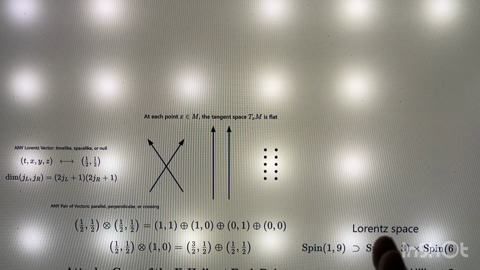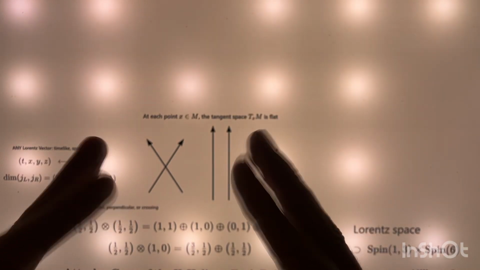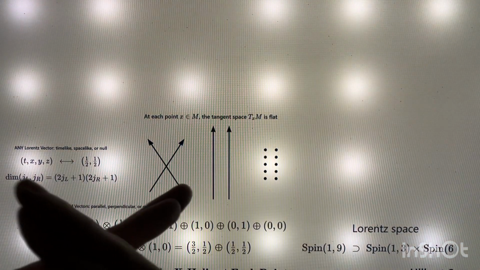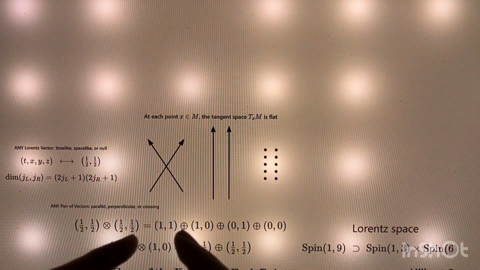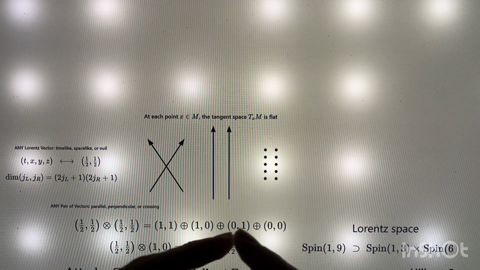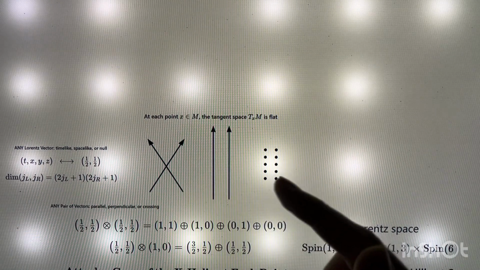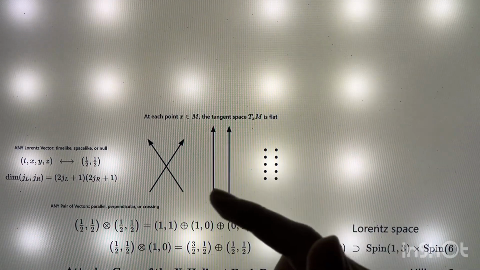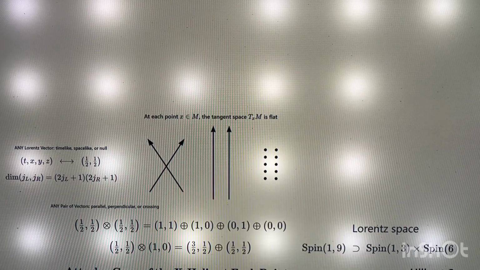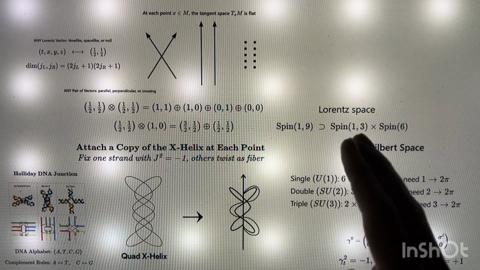In Lorentz space, we need vectors. So that's what these half-half things are. This is a vector, this is another vector. Now we can cross them together like this, and we can get different fields out of that. So we can get the spin 2 field, we can get two different spin 1 fields, and then we can get a spin 0 field. This is a spin 0, this kind of looks like spin 1, and this is kind of what spin 2 would look like. Now Lorentz space is just spin 1, 3, and that makes sense.